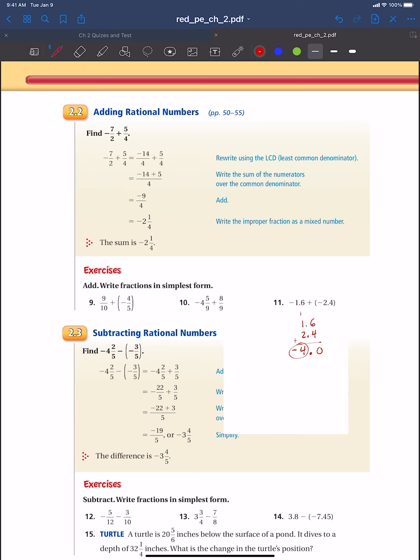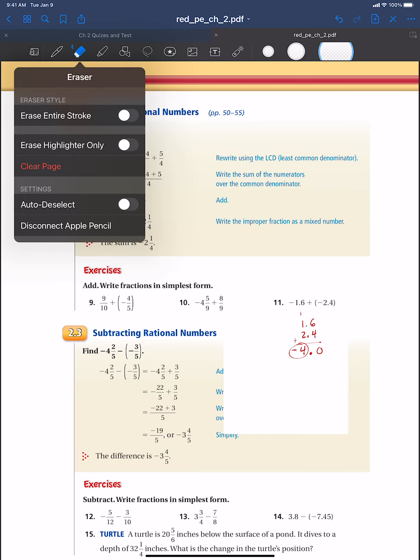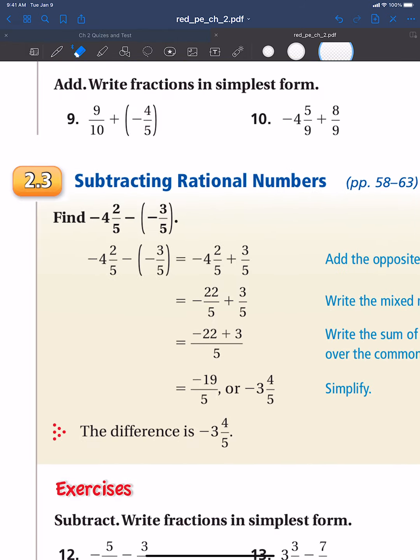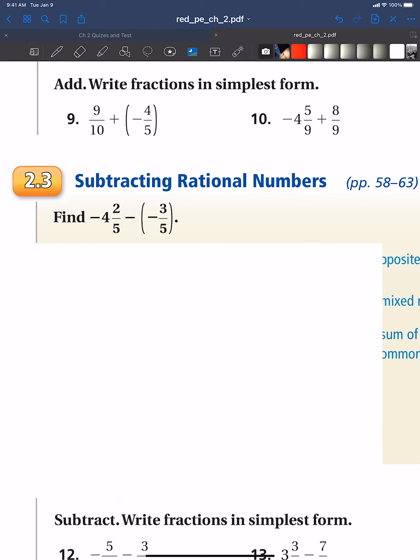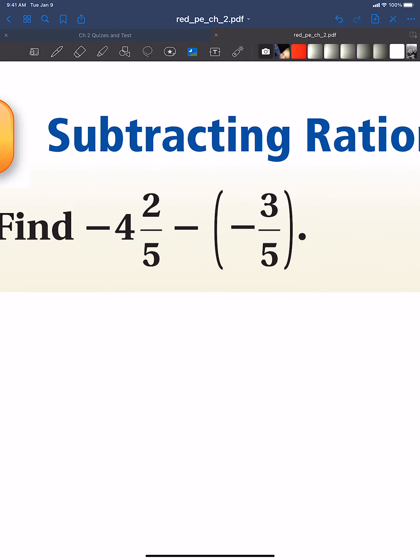All right, guys, let's go ahead and go to section 2.3. We were subtracting rational numbers. Honestly, it's the same thing as 2.2. However, we have to change these into addition problems, so we can use my rules. Double negative. Okay, go ahead and write this one down first: -4 2/5 minus -3/5.